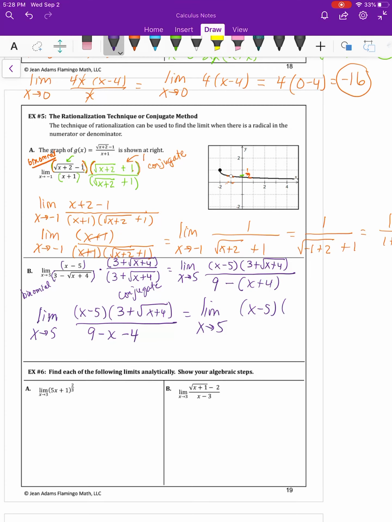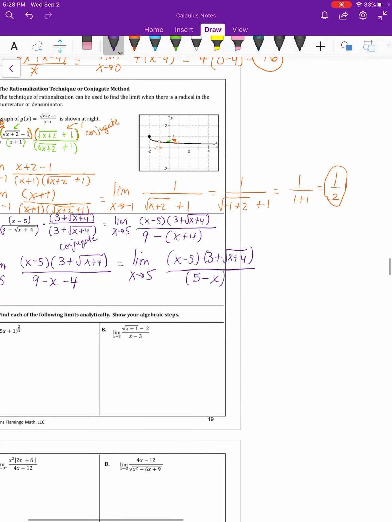So limit as x goes to 5. Again, leave this alone. Do not multiply it through. And then I'm going to combine my 9 minus 4. I get 5 minus x. Now, 5 minus x is very similar to x minus 5.